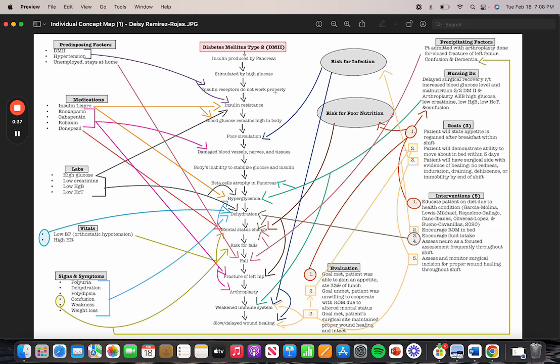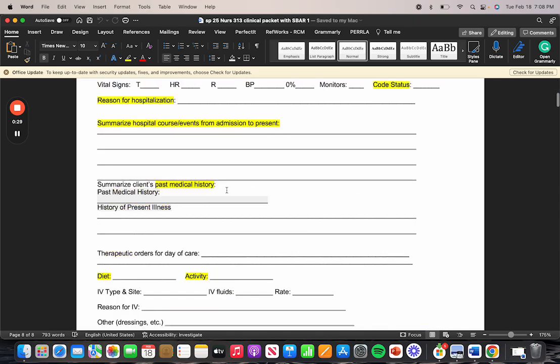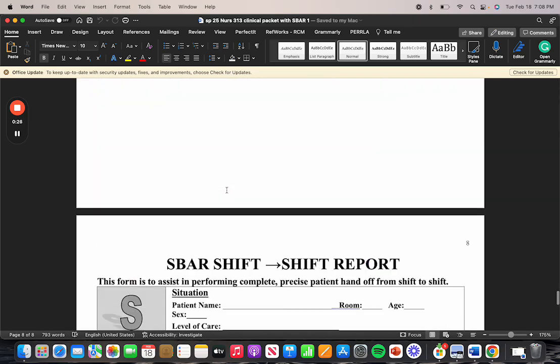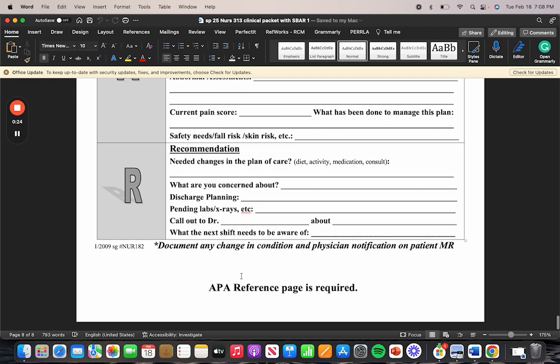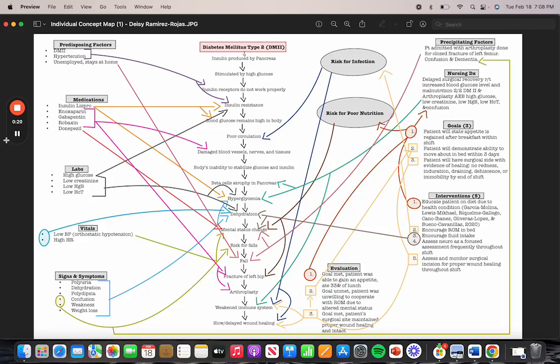So that's in general how you complete this, and it will be attached to your nursing care plan. So here's your care plan for the week. It's what you've been doing usually, and then you'll just include it after your S-bar page. I hope this video helps, and we will go over it tomorrow in post-conference as well.